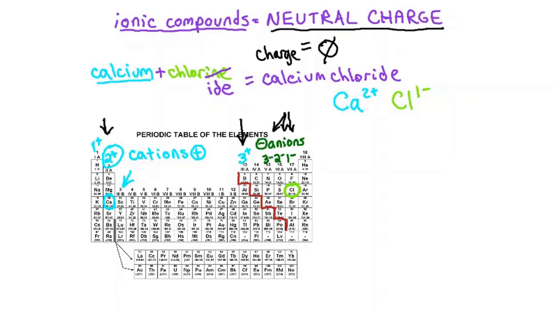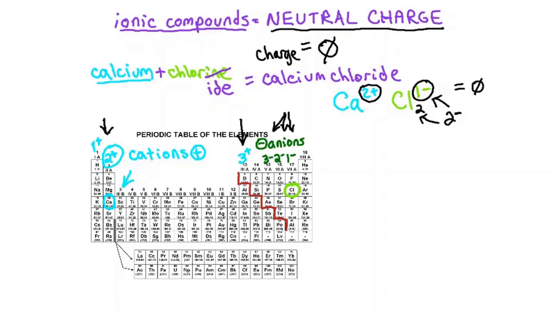So now we have our 2 elements and their charges. But if you notice, calcium has a 2 positive charge and chlorine only has a 1 negative charge. So what do we need to do to make those charges equal 0? Well, we're going to have to take this -1 and turn it into a 2 negative. And that means we're going to add a 2 to the chlorine. So we're going to have 2 chlorine atoms.